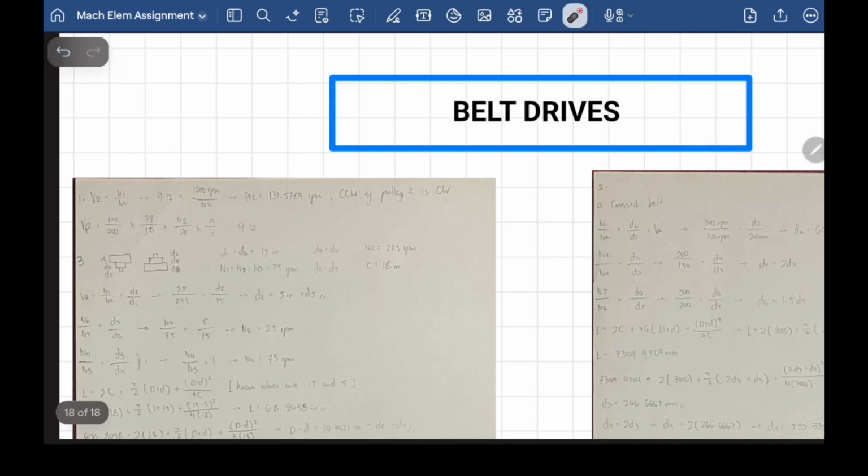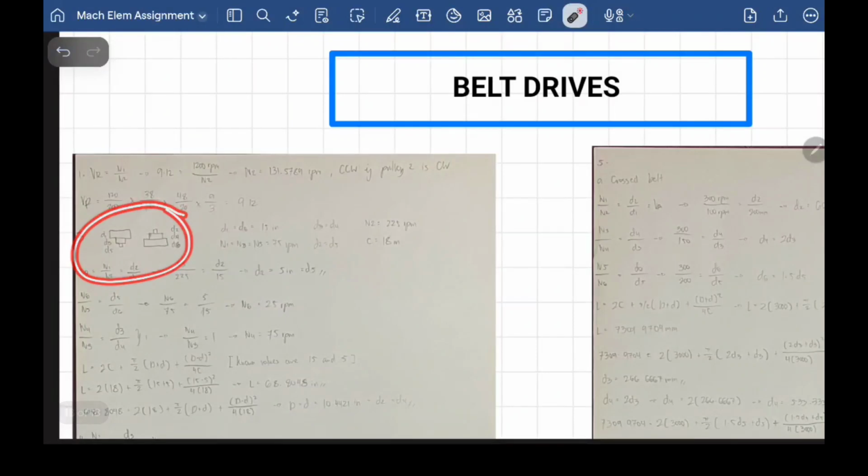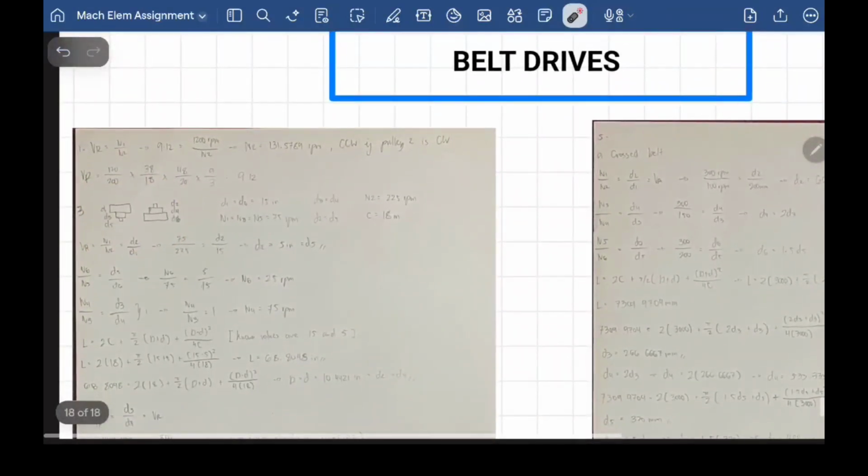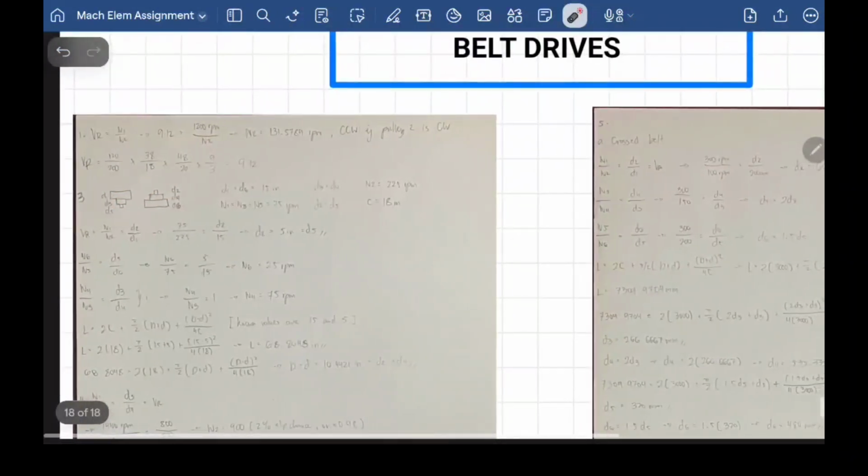For number 2, we assume this figure, but we also use the idea of the gear trains to find the diameter of the D2 and D5. And we should also mention that D1 is equal to D6 as D4 is equal to D3. And with that, we use the idea of gear trains to find this.